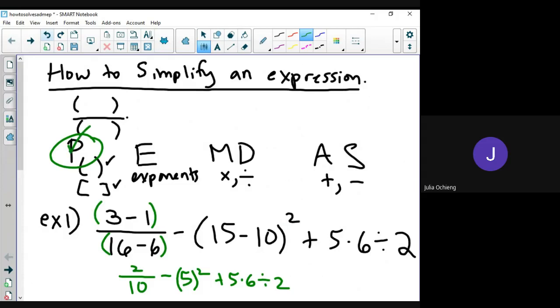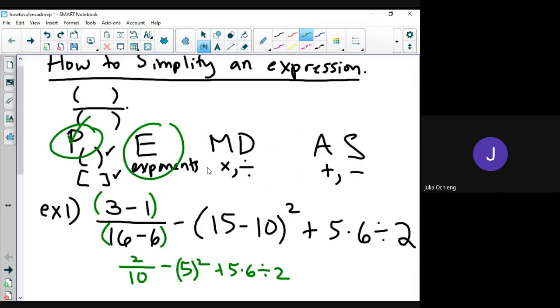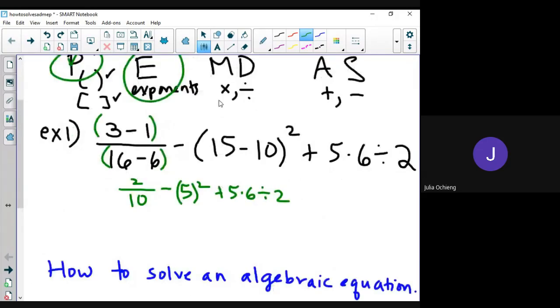The next thing I'm going to do is the exponents. So there's an exponent right there, so 5 squared is going to be 25, so I'll do that next. And I'm just copying down the rest of the equation. So the exponents are done. Next is multiplication or division from left to right. So 2 over 10 is like a division sign, because a fraction is like a division sign. So 2 divided by 10, I'll do that first.